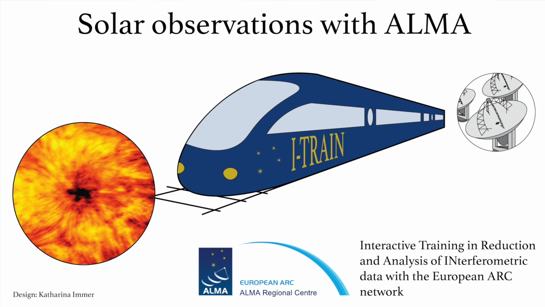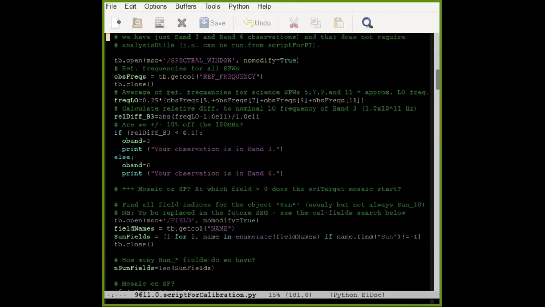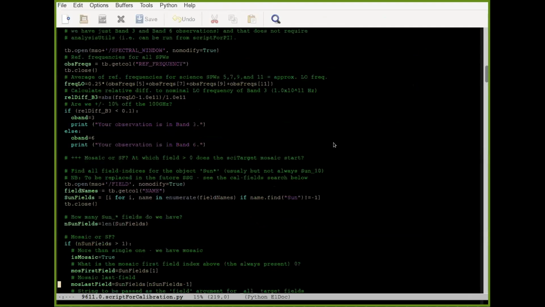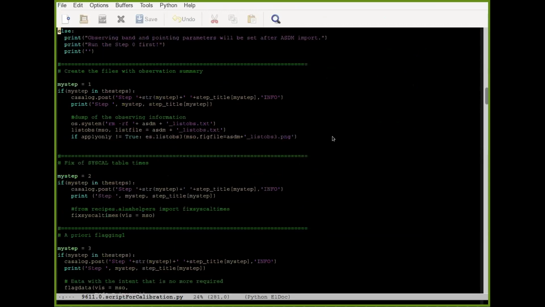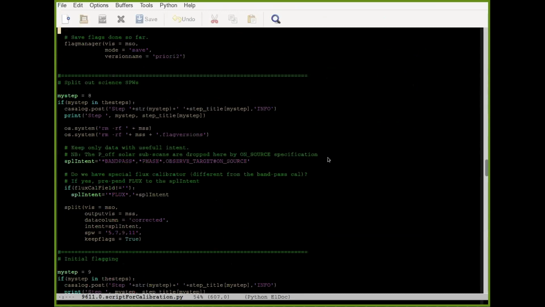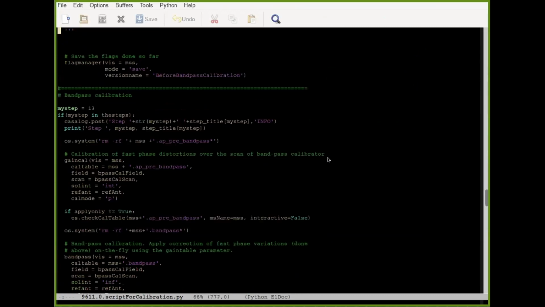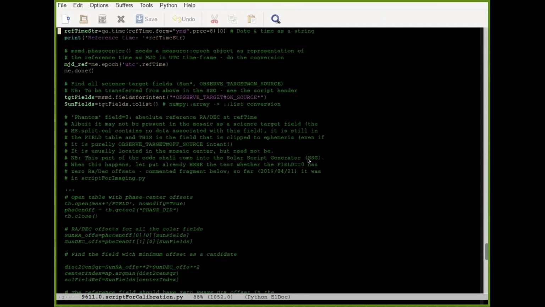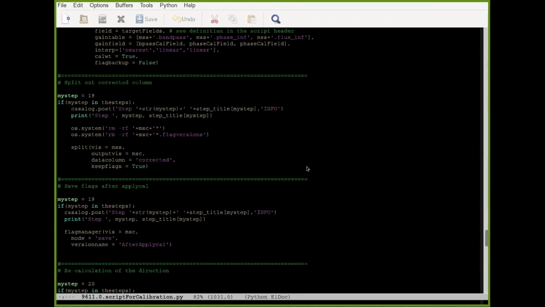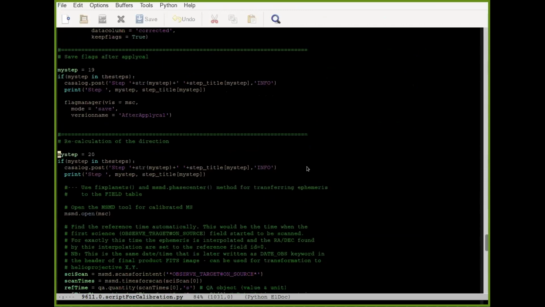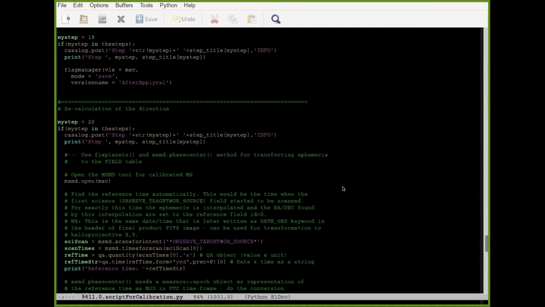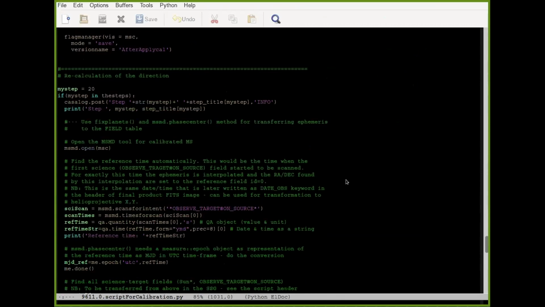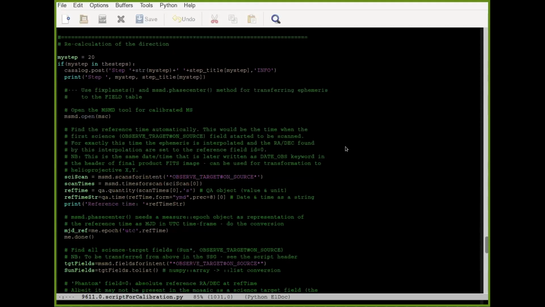Let's go back to the calibration script. So we are back. Here the rest of the script is more or less the same as the standard scripts for standard non-solar data. But what we have to do as the last step is the calculation of the direction where the antenna is pointing. In earlier data sets, we used so-called antenna sensors, but it wasn't very accurate. So since cycle 5 or 6, we are using a different tool, which is based on metadata.